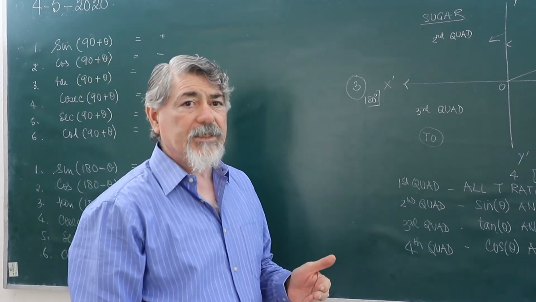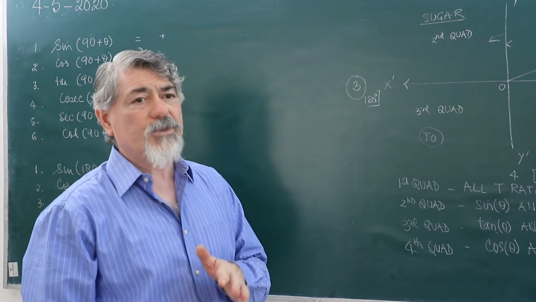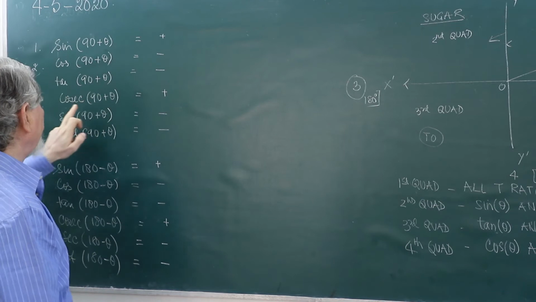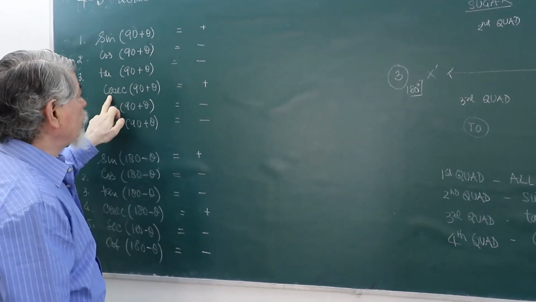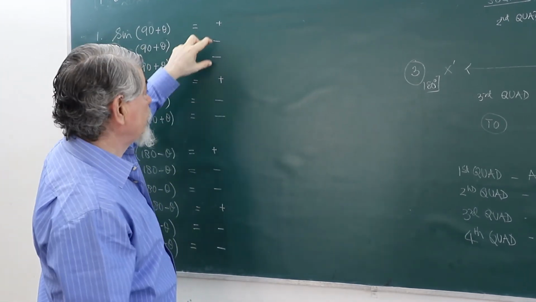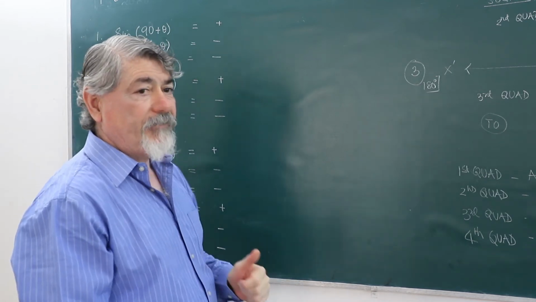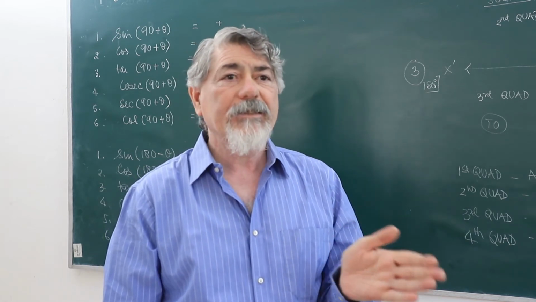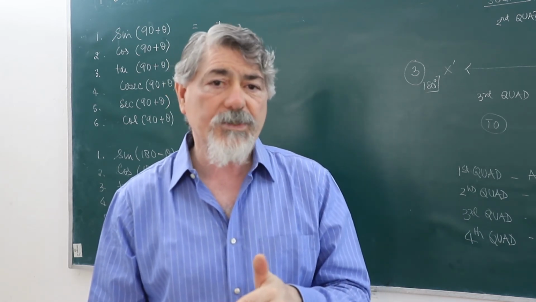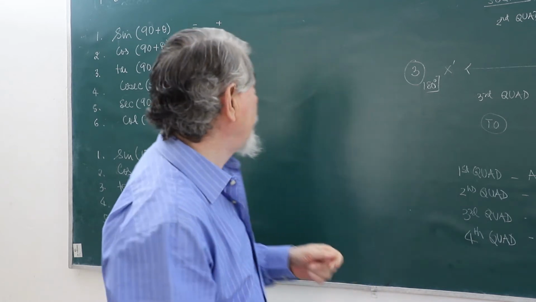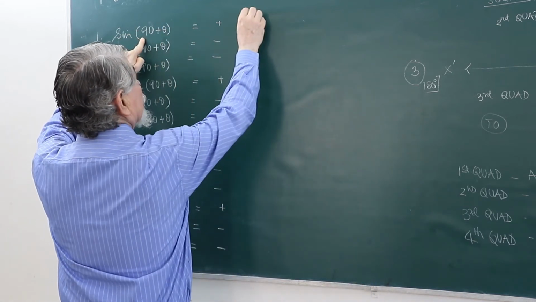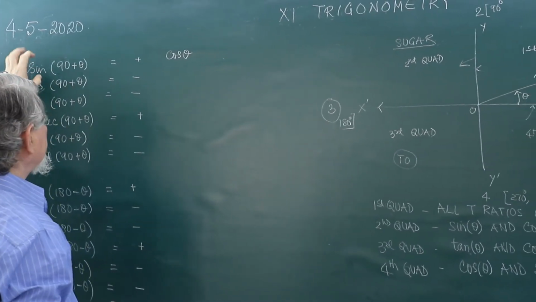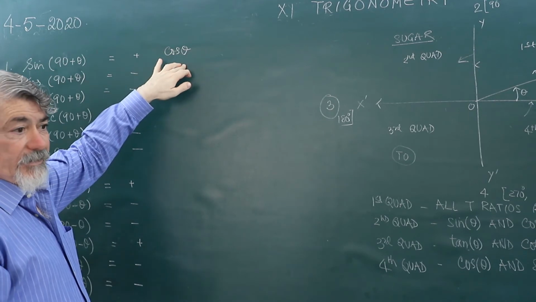In second quadrant, sine theta and cosec theta are positive. So in front of sine theta I have put plus. In front of cosec theta I have put plus. The rest all are negative. And we told you that along the 90 degree, multiples of 90, the sine will change to cos. Cos will change to sine. So sine 90 plus theta is cos theta, and it will be plus cos theta. It depends upon the left hand side, not on the right hand side.